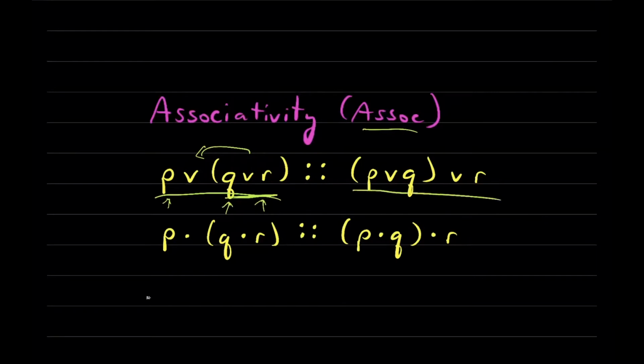And the same conditions hold if you shift the parentheses around. In order for P or Q or R to be true, either R would have to be true or P or Q would have to be true, which means that either P or Q or R would have to be true.